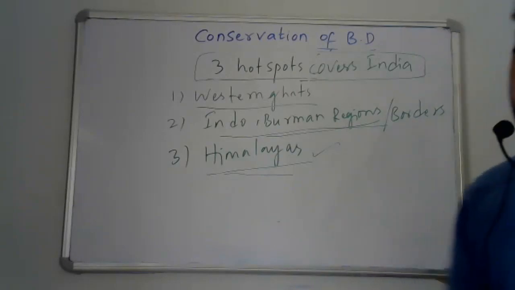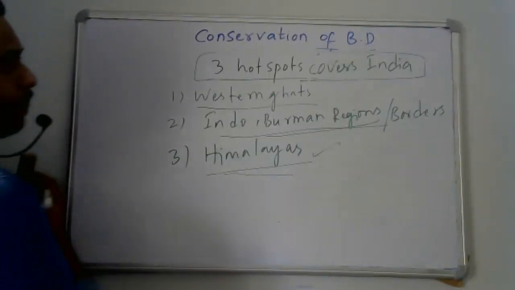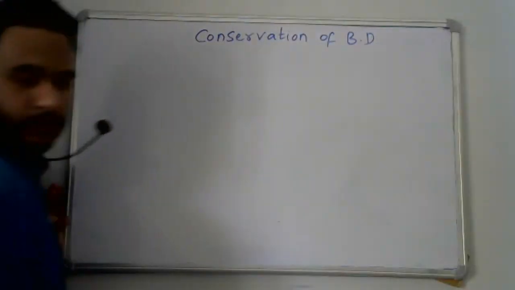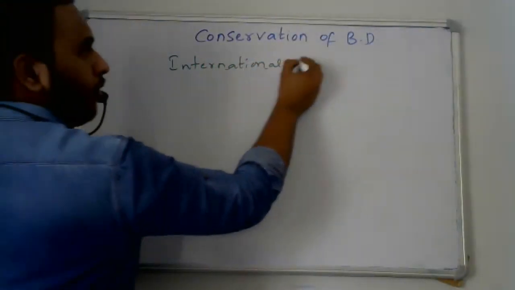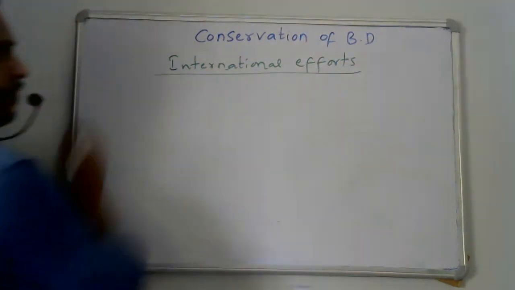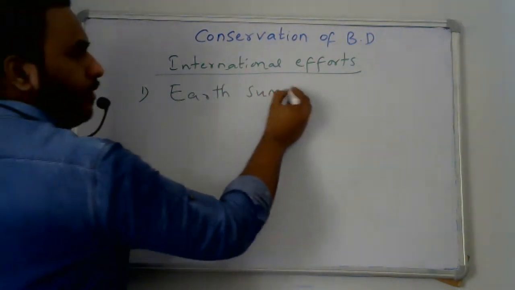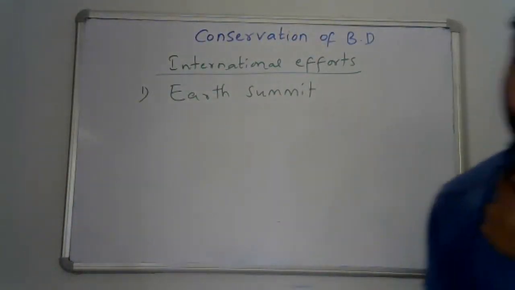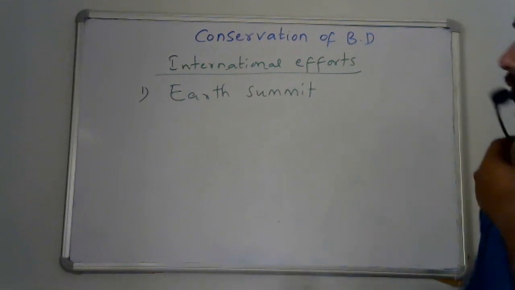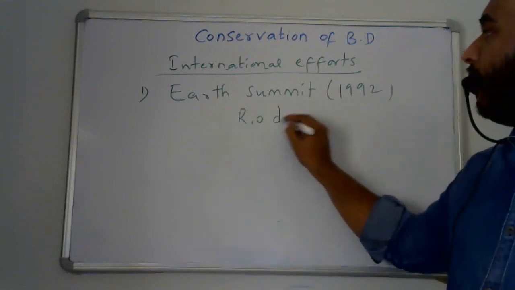Now coming to the international efforts. Internationally, what kind of efforts have been taken? First, the Earth Summit. The Earth Summit happened in the year 1992, in the location called Rio de Janeiro.